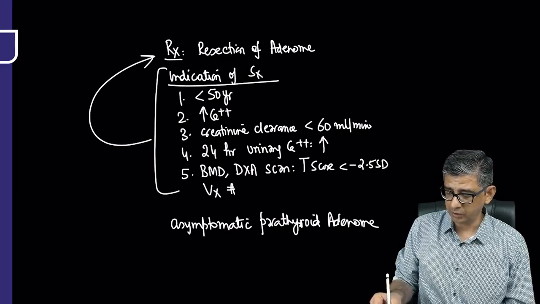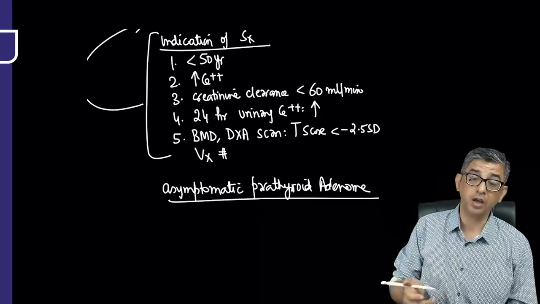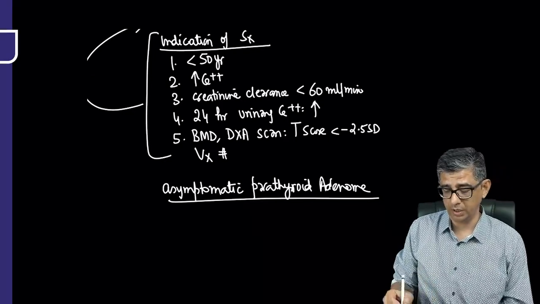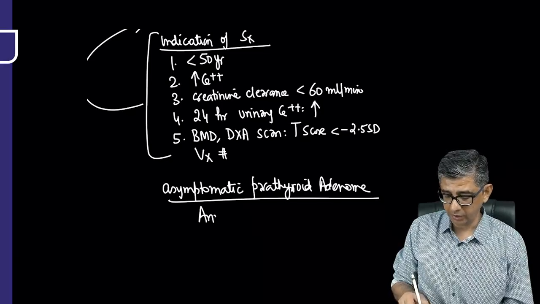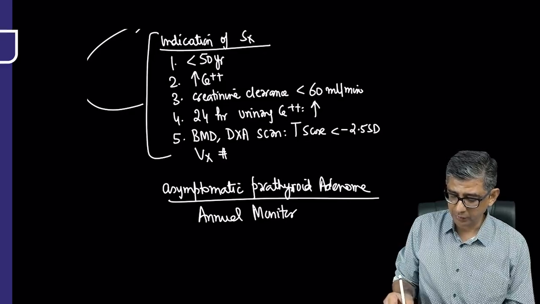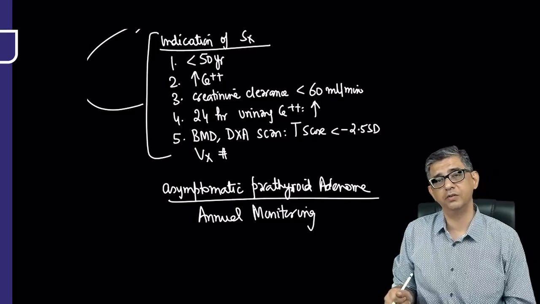You are just going to monitor the patient on an annual basis and check his KFT, his estimated GFR values, and 24-hour urinary calcium. So annual monitoring is the one which would be recommended at the moment. I mean, let the patient earn his surgery. In endocrine, we always say like this, that let the patient earn his surgery.